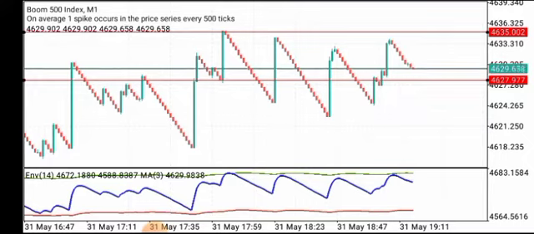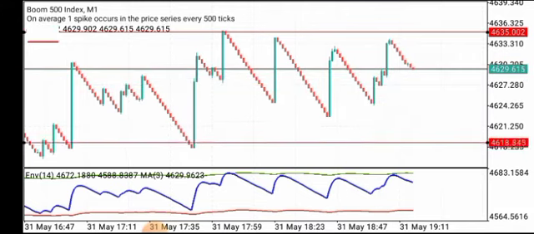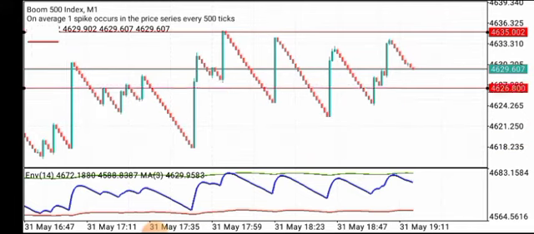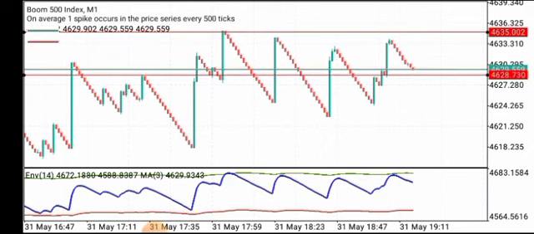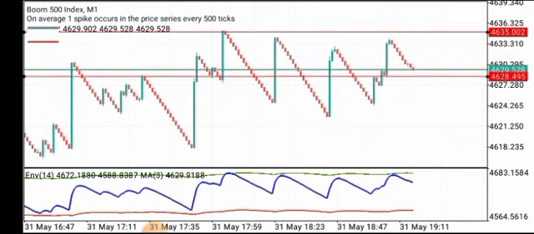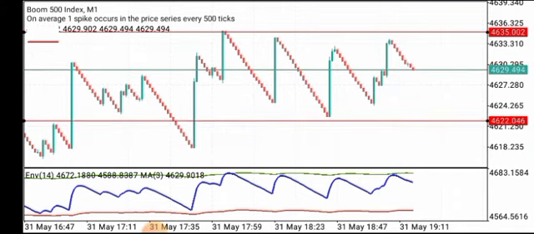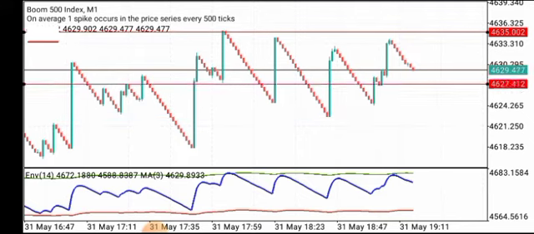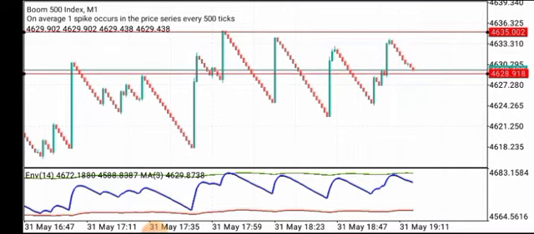So don't forget that if the spike doesn't happen between these positions, the next time the spike is going to happen will be around this position here. So if it actually breaks this position and it doesn't spike, then we still enter the trade, because our next spike is actually going to happen somewhere around this position or this position.